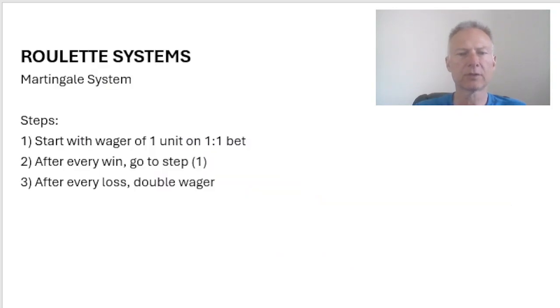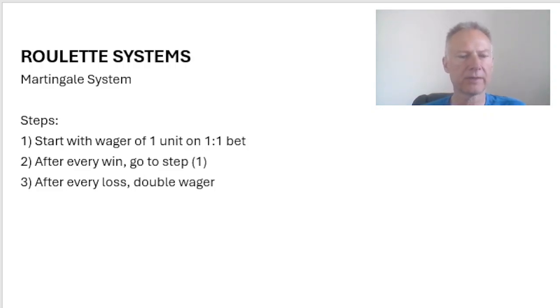The last system I wanted to look at is called the Martingale System. And the Martingale System is actually pretty simple. It's a wagering system. So we're not going to flat bet anymore. We're not going to make the same bet every time in terms of how much we bet. We're going to start with a wager of 1 unit, and we're going to bet on a 1-to-1 bet like red or even or odd, 1 through 18, something like that. If we win, we just start over. We go back to step 1 and wager 1 unit on a 1-to-1 bet. If we lose, we're going to double up every time.